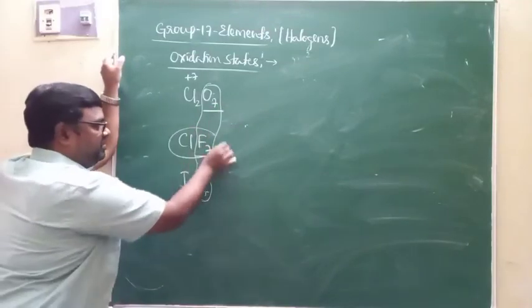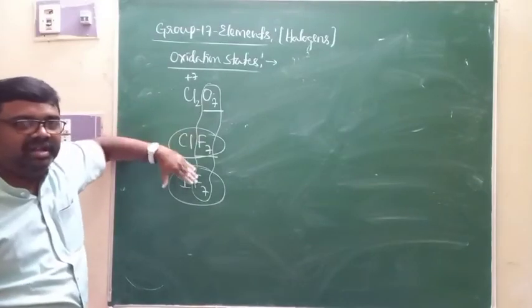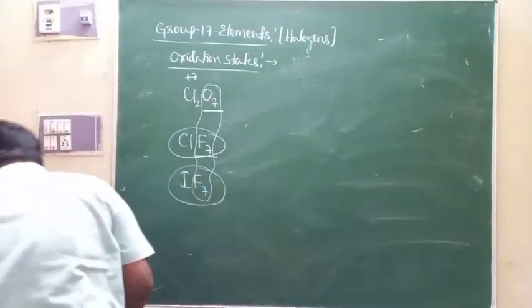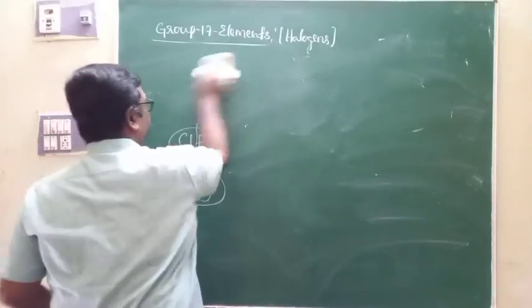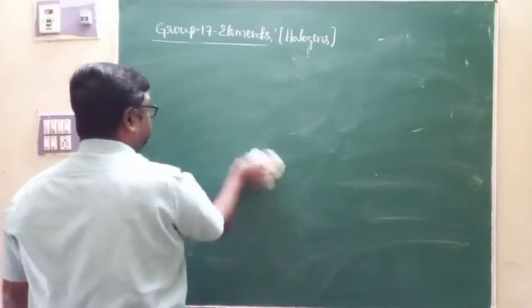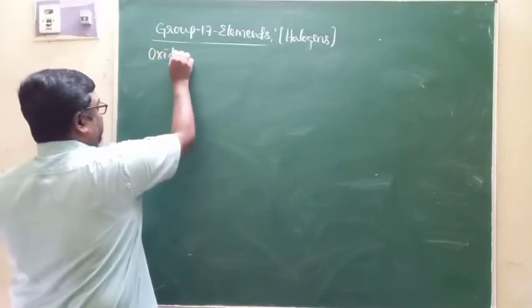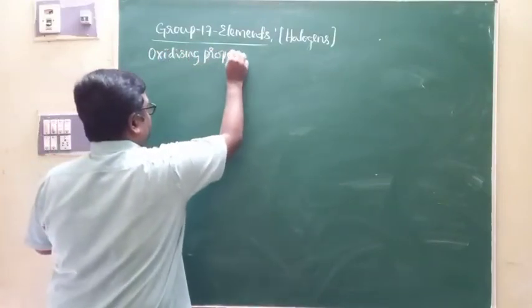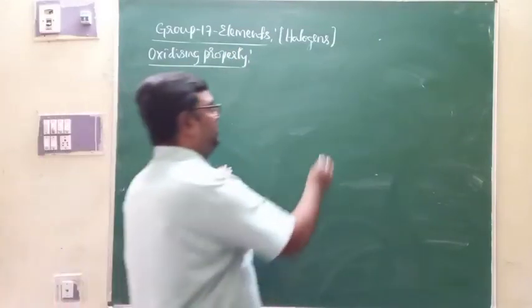And of course, these are what we call interhalogen compounds. These two are interhalogen compounds that we'll see in the later discussion. Okay, now, this is what we call the oxidation states of group 17 elements. At this moment, we'll go for the oxidizing property of group 17 elements. Before that, I'll go for the reactivity.